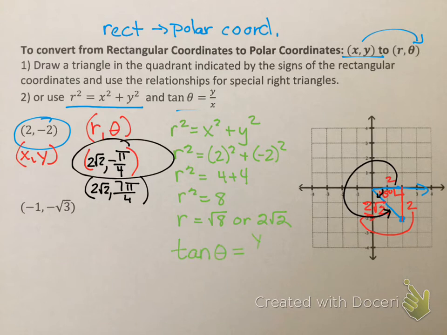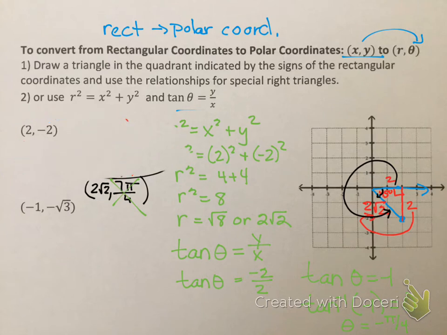Tangent of theta is equal to y over x. So the tangent of theta is equal to negative 2 over 2, or the tangent of theta is equal to negative 1. So arctangent of negative 1 is equal to theta. So theta is equal to negative 45, or negative pi over 4. Your calculator will not give you that answer of 7 pi over 4. Again, I just prefer my triangles, but it's completely up to you as to what you use.